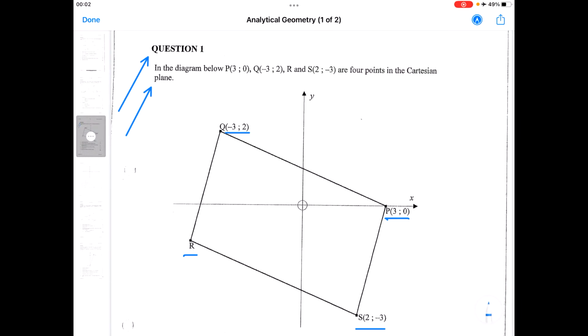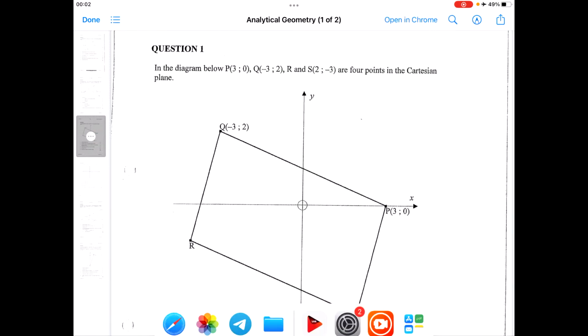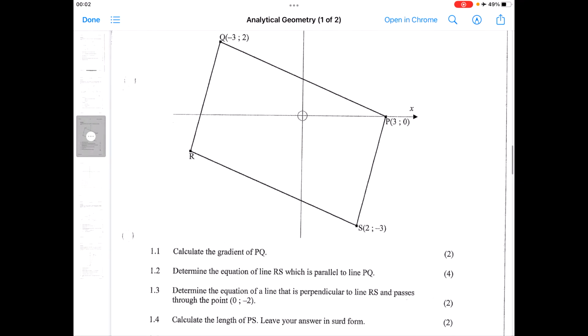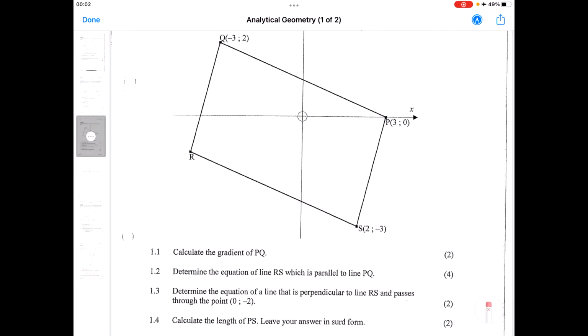So I think very quickly, let's have a look at the questions and see how far we can go. I think the statement is represented diagrammatically. So this is what I'm going to do. Let's roll down and then we look at the questions. So let's see. The first question says calculate the gradient of PQ. Where is P? Let me quickly do that. There is P and there is Q.